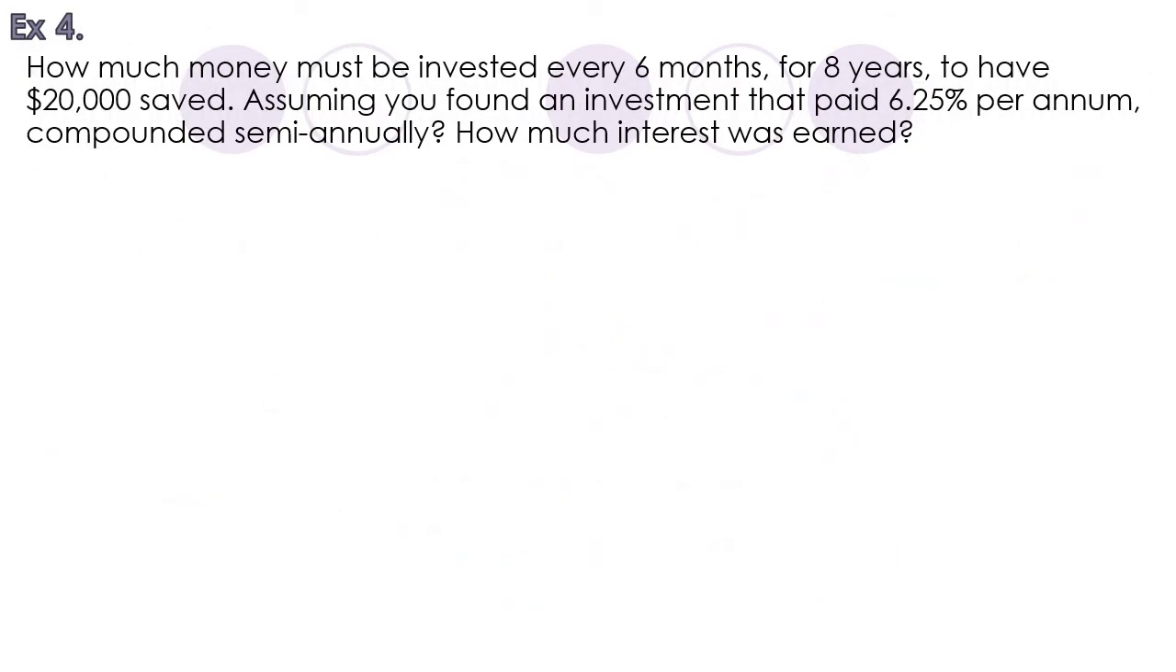Example number 4: how much money must be invested every 6 months? You see every 6 months, that is a regular interval. You have to think annuity, and in fact, we're searching for the PMT here. So how much money must be invested every 6 months for 8 years to have $20,000 saved, assuming you found an investment that paid 6.25% per annum, compounded semi-annually? How much interest was earned?